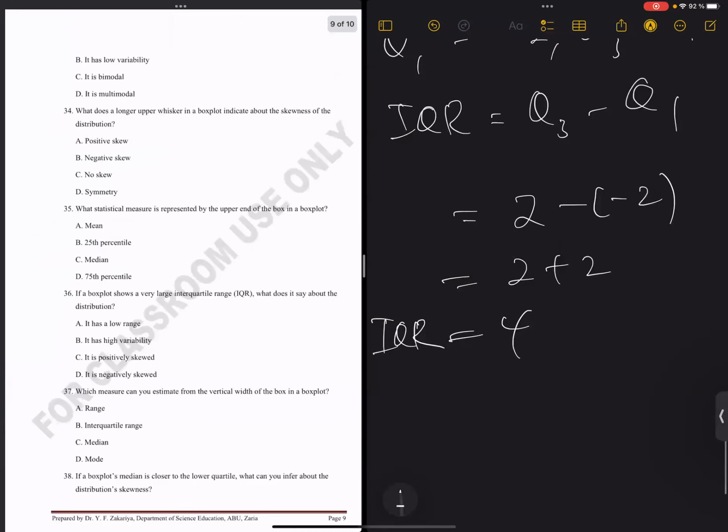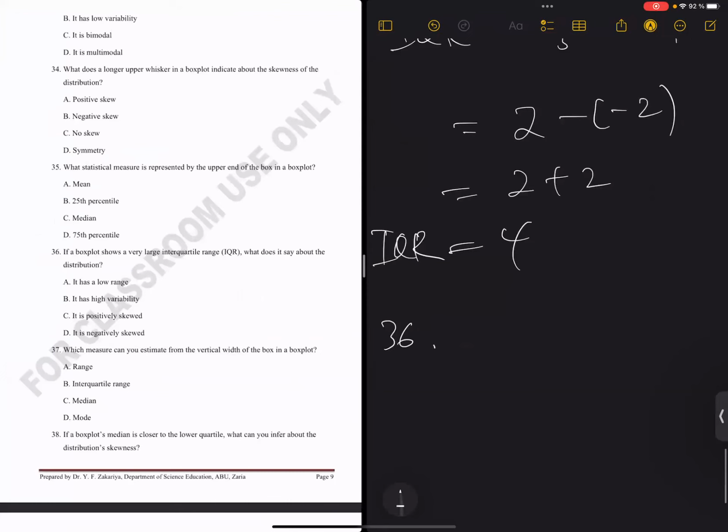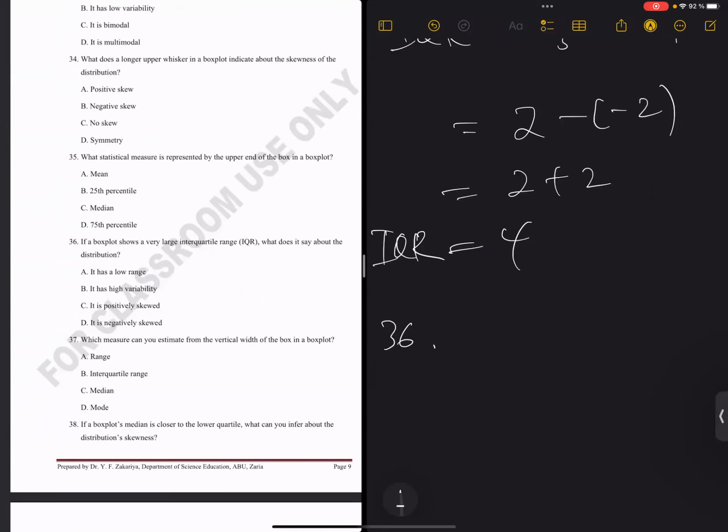If a box plot shows this, what does it say about the distribution? A, it has a low range. B, it has high variability. C, it is positively skewed. D, it is negatively skewed.